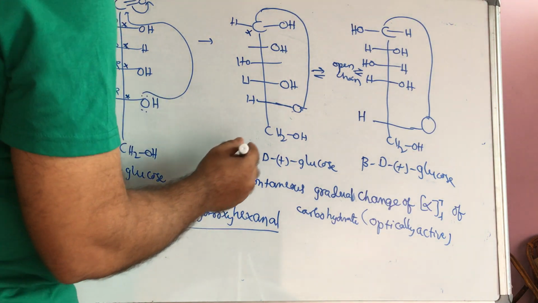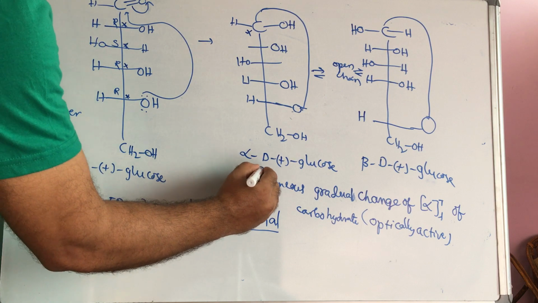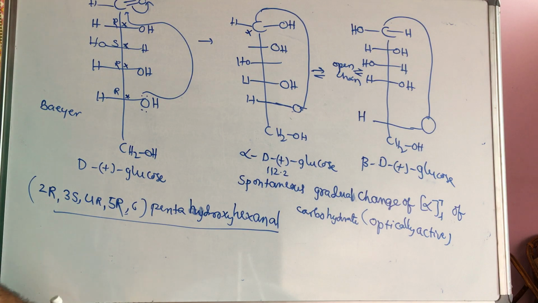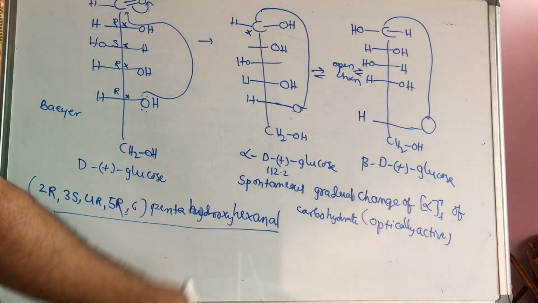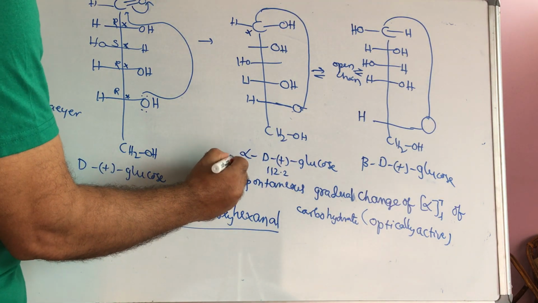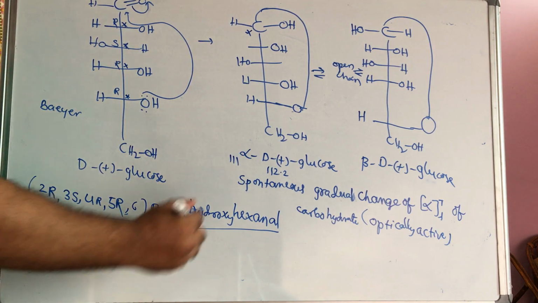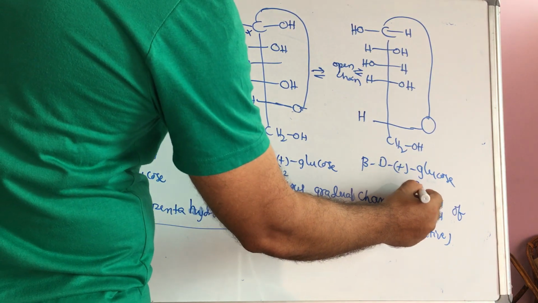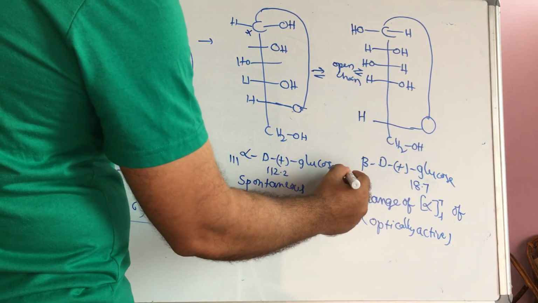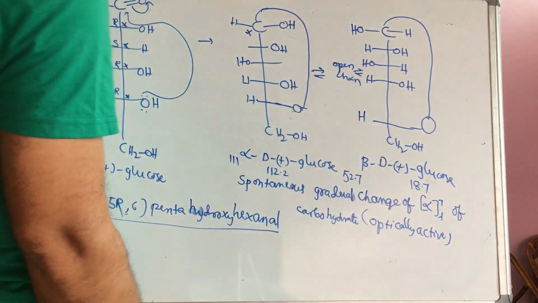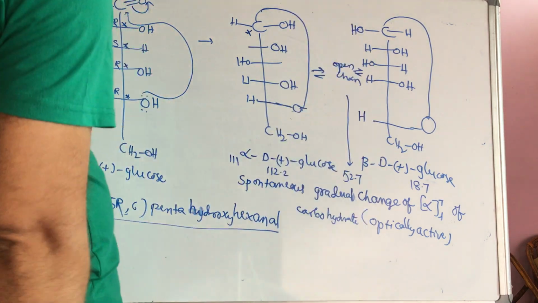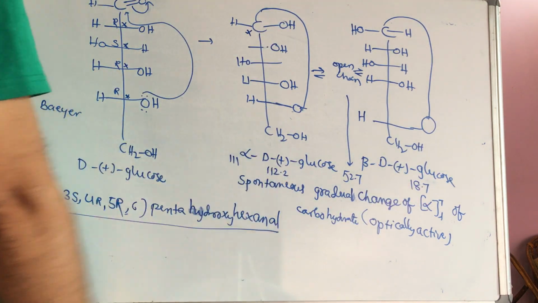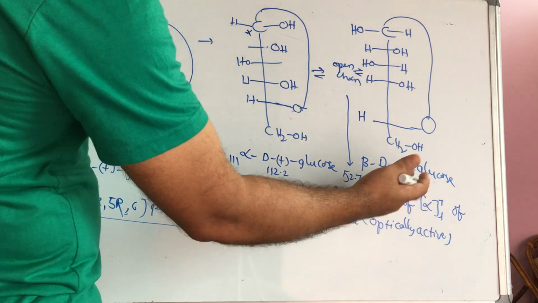What is the specific rotation of alpha-D-(+)-glucose? It is 112.2. In some books it is given as 112 only, in some books it is 111. It depends on the books only. This is the specific rotation of alpha-D-glucose, this is 18.7 for beta and here it is 52.7, which is the equilibrium value of the open chain. This is the beta-D-glucose specific rotation, this is the alpha-D-glucose specific rotation. So small changes will be observed in different books.